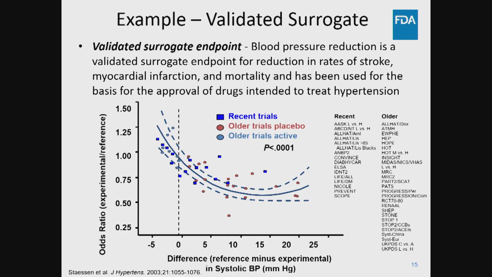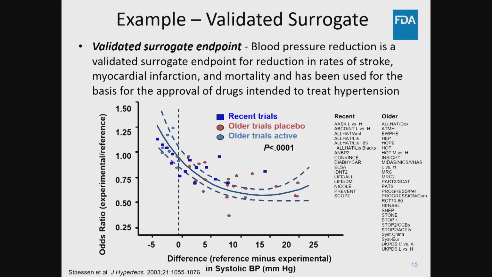Next, I'd like to cover some examples. An example of a validated surrogate endpoint would be blood pressure reduction, which is a validated surrogate endpoint for reduction in rates of stroke, myocardial infarction, and mortality, and has been used for the basis of approval for drugs intended to treat hypertension. So this slide shows an example of some data that can be used to demonstrate that a surrogate is a validated surrogate.